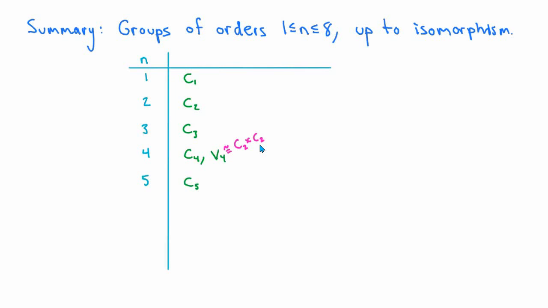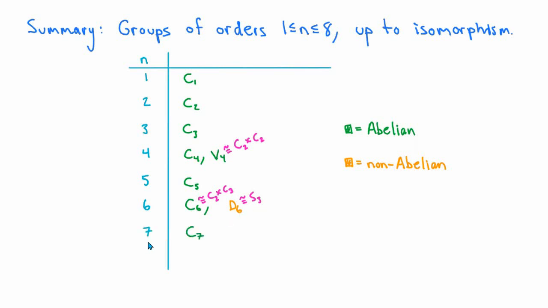Next, there's only one group of order 5, which is the cyclic group of order 5. But for order 6, there's the cyclic group of order 6 together with the dihedral group, which I've written in yellow in order to indicate that it's not an abelian group. The dihedral group of order 6 is the smallest non-abelian group on our list. Now here you should remember what we mentioned, that the cyclic group of order 6 is isomorphic to C2 cross C3, and that the dihedral group of order 6 is isomorphic to the symmetric group of degree 3, which we'll talk about in a later video.